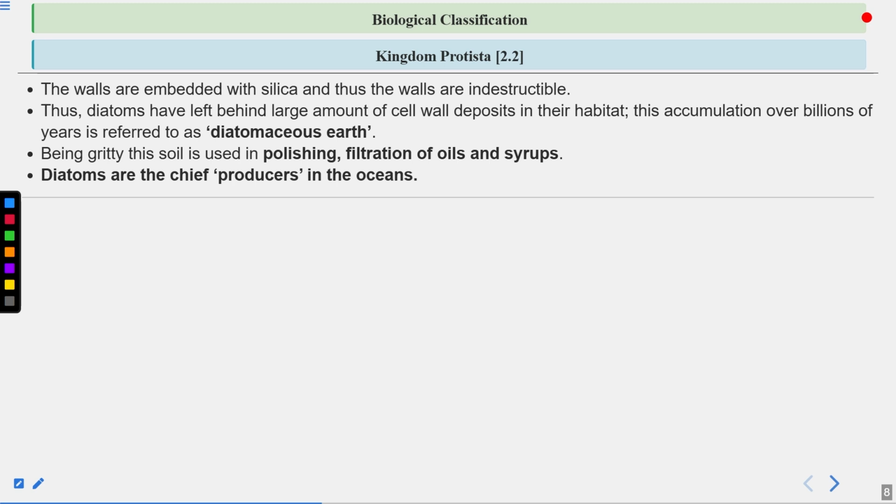Now, diatoms are the chief producers in the oceans. As diatoms can photosynthesize, that's why they are known as the producers in the ocean. They produce all the biomass on which the consumers feed. Clear?